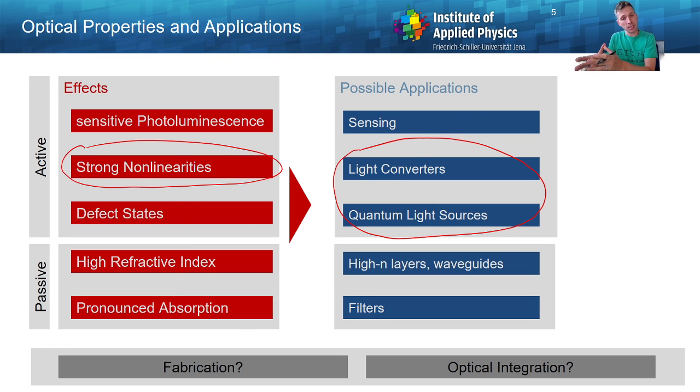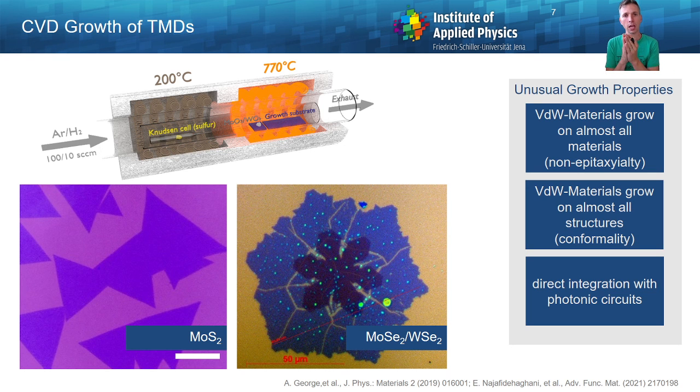However, if you want to use these interesting features and effects and turn them into applications, you first of all have to master fabrication and integration into optical systems with these 2D materials. One of the state-of-the-art methods to produce these materials is so-called chemical vapor deposition, where you bring together precursor materials for the transition metal and for the chalcogenide in a hot reactor, and then under the right conditions you can grow crystalline monolayer films on substrates.